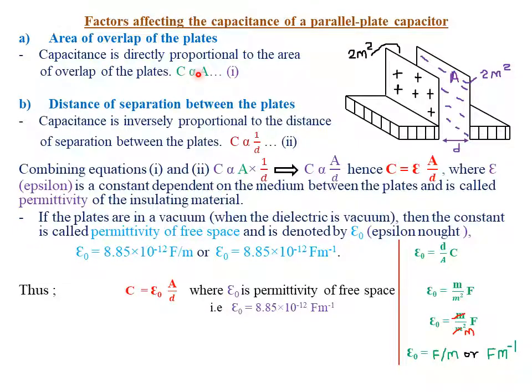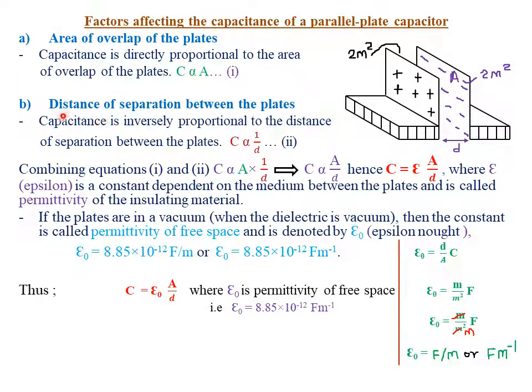Therefore, if two quantities are such that when one increases the other also increases, and when one decreases the other also decreases, then we say such quantities are directly proportional to one another. Therefore, capacitance is directly proportional to the area of overlap of the plates. Mathematically, capacitance C is directly proportional to the area A. This A represents the area of overlap, which, remember, is just the area of one of the plates. So this forms our first equation.